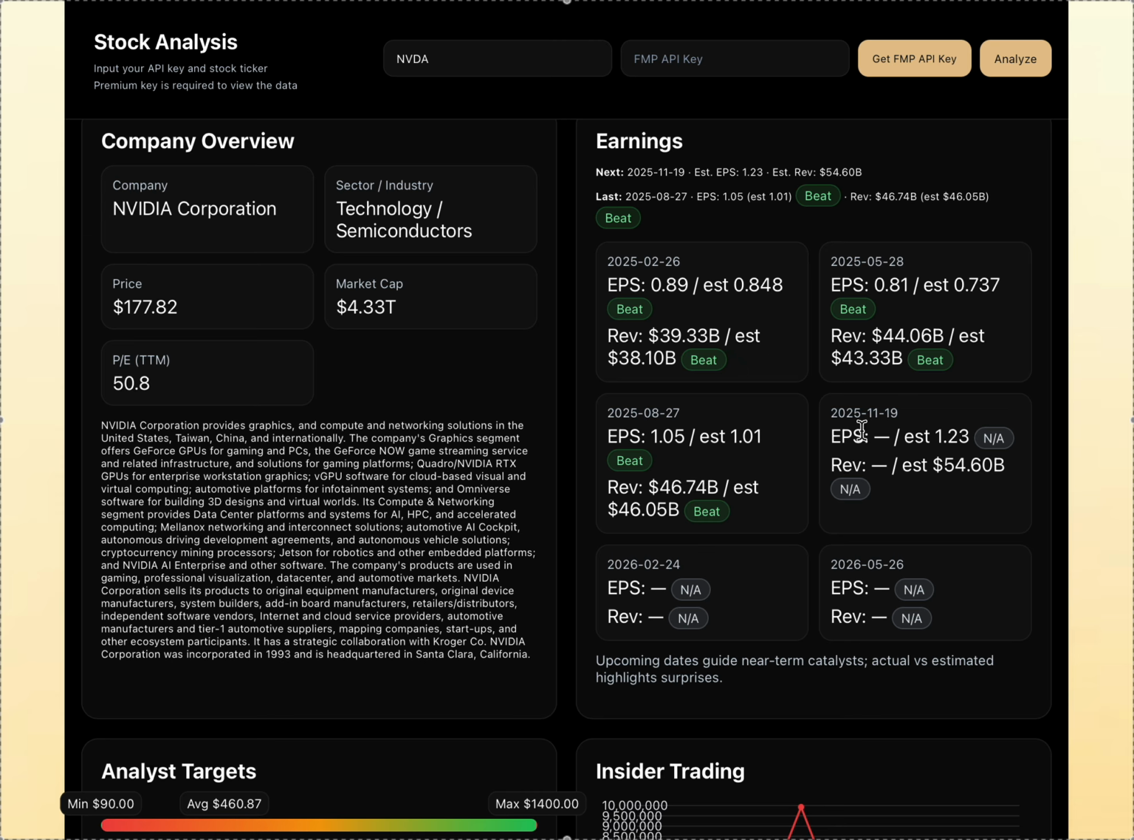That means that for the next reporting quarter, there is a high probability that the company will show earnings better than analysts estimate, and this can result in share price upside. As you can see, the estimate is 123 per share for the next quarter with revenue of 54 billion. And in the last quarter, the actual revenue was 46.74 billion against the expected 46.05 billion. So it was better and it showed great earnings surprise.